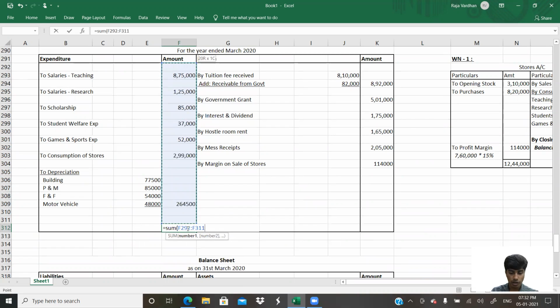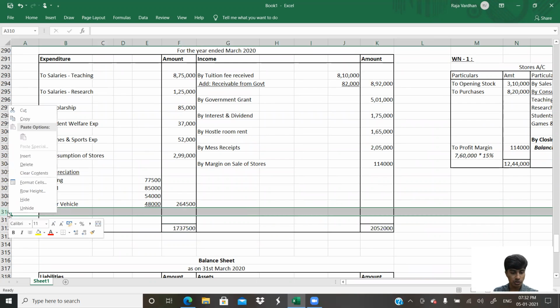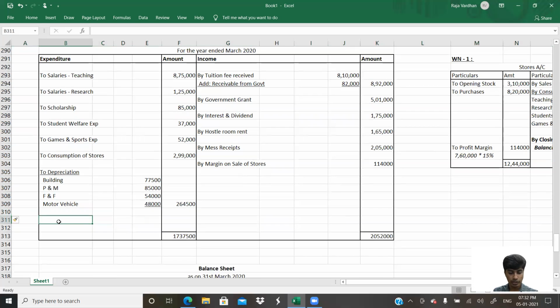Let me put the formula. I'll paste it on this side too. Okay, which side is more? The income is more, expenditure is less. So we have excess of income over expenditure. That's great news. What will I write? Excess of income over expenditure. Sorry.